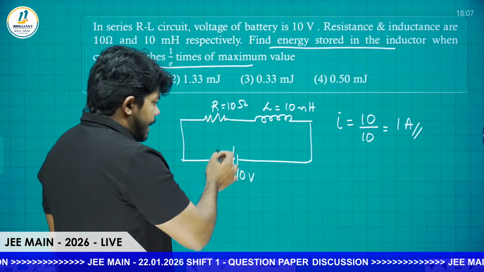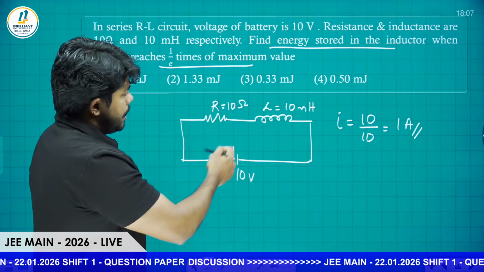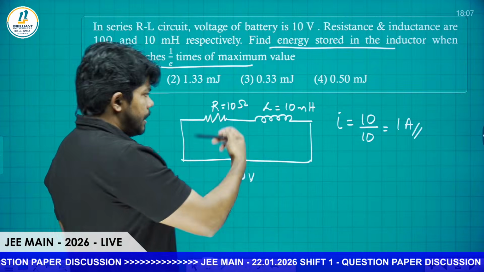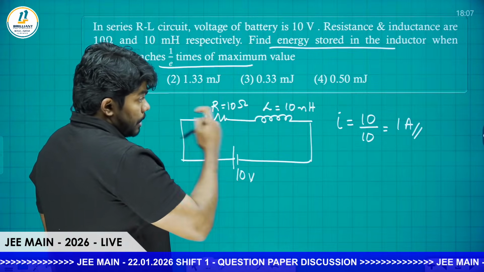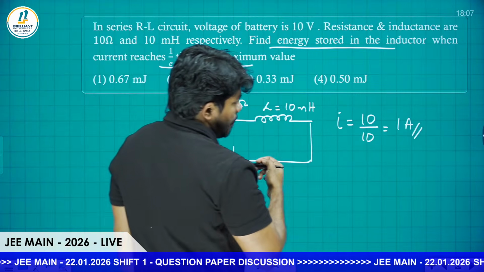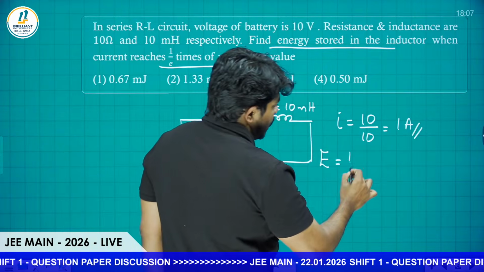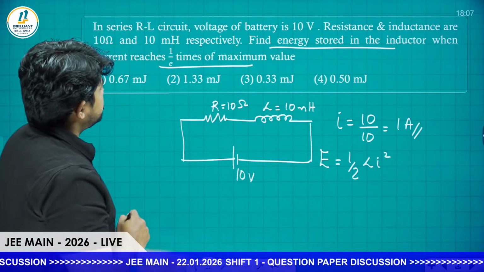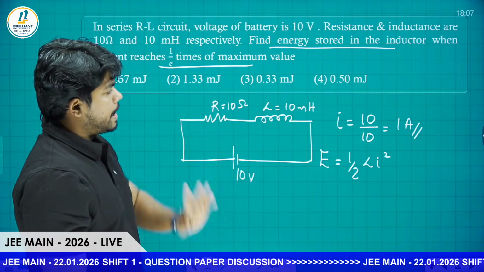But if it is an AC circuit, an AC series LR circuit, then you have to consider the impedance of the inductor also. Here we don't need to, because it's a DC circuit. So we got the maximum current, which is 1 ampere. Now what is the energy stored in an inductor? It is half L i square, right? And we need to find it when the current reaches 1 by e times the maximum value.